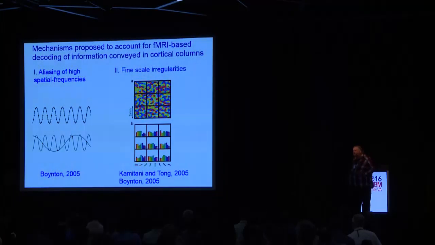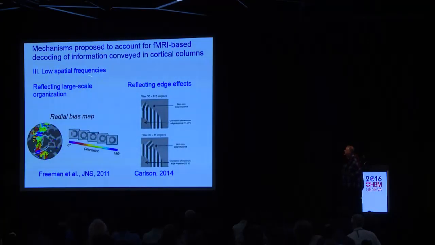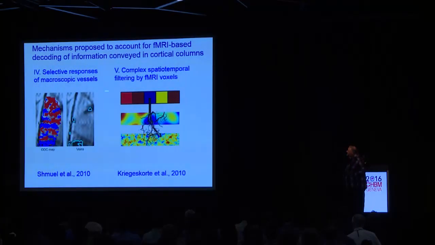There have been 5 classes of mechanism proposed to account for this phenomenon: aliasing, contributions from fine-scale irregularities, low spatial frequencies arising either from large-scale organizations or from edge effects, selective responses from draining veins, or complex spatiotemporal filtering by fMRI voxels.